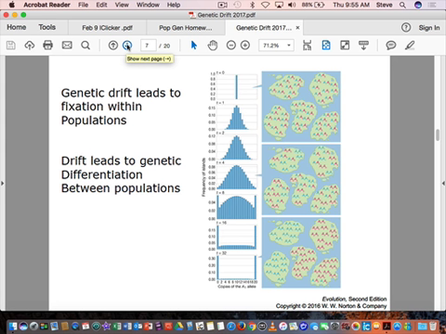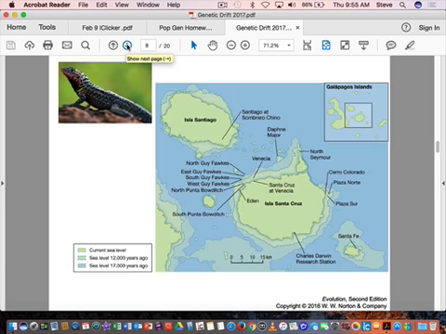So this is what was shown in the previous graphic, but in a different way: this whole process of really small population size, genetic drift leads to fixation of genes or alleles within populations, but drift leads to genetic differentiation between these island populations. So these are very different from these and those sorts of things. If you can remember anything about genetic drift, this is probably one of the most important concepts.